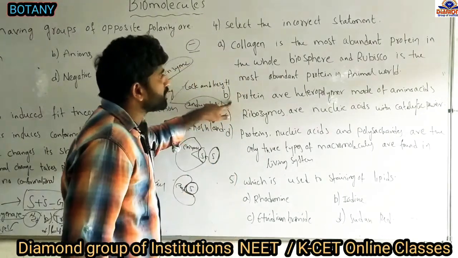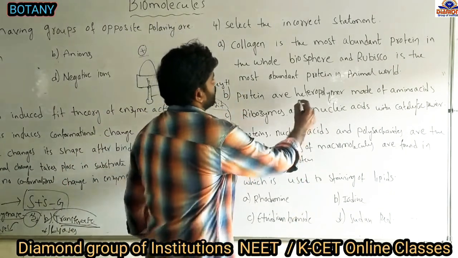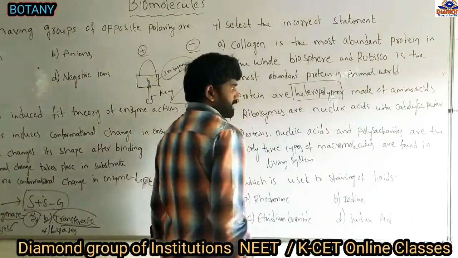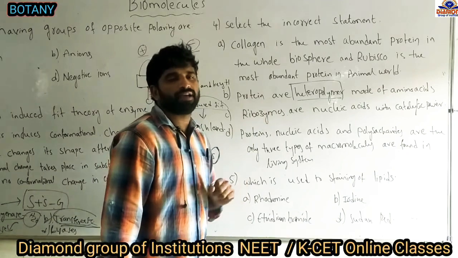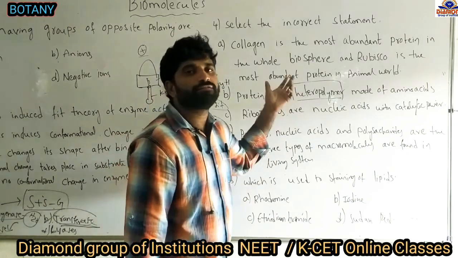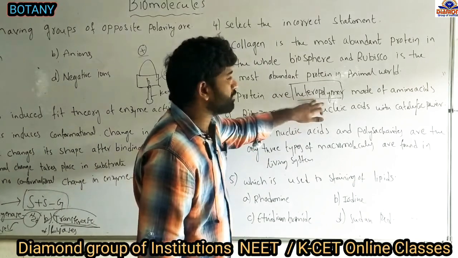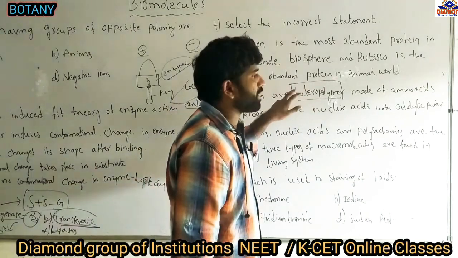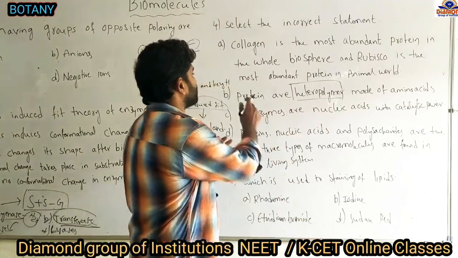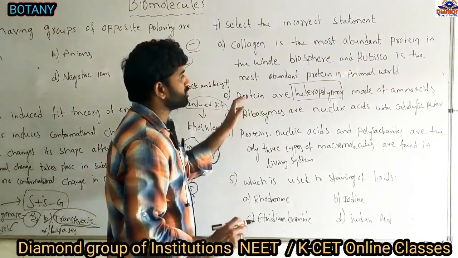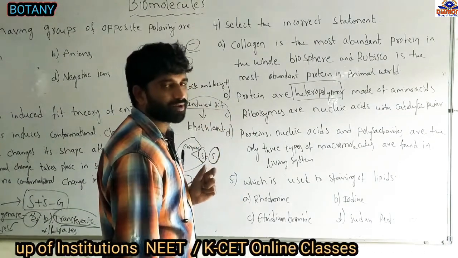And option B: proteins are heteropolymers made of amino acids. Heteropolymers means different types. Proteins are polymers of amino acids, a group of amino acids of different types. Different types of amino acids combine together to form a polypeptide chain, which we call a protein. So proteins are heteropolymers of amino acids.